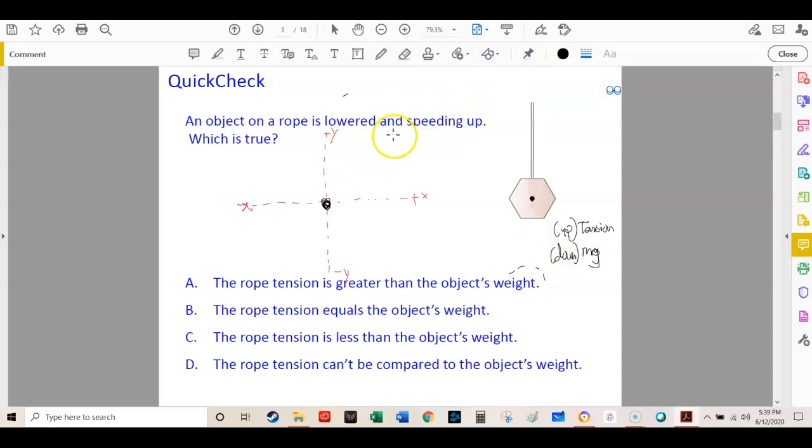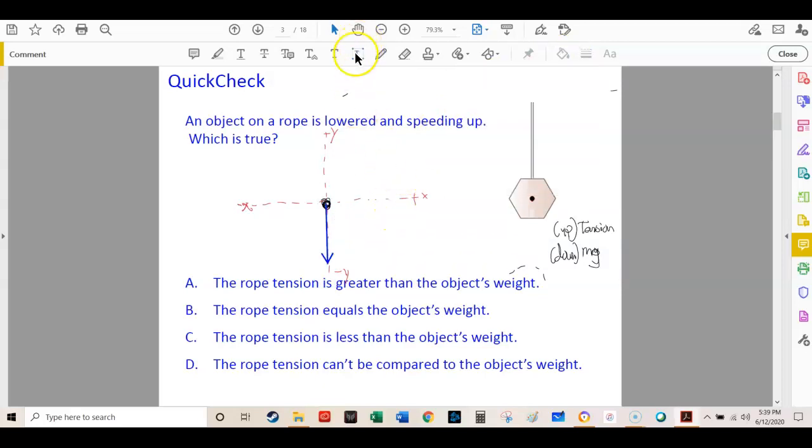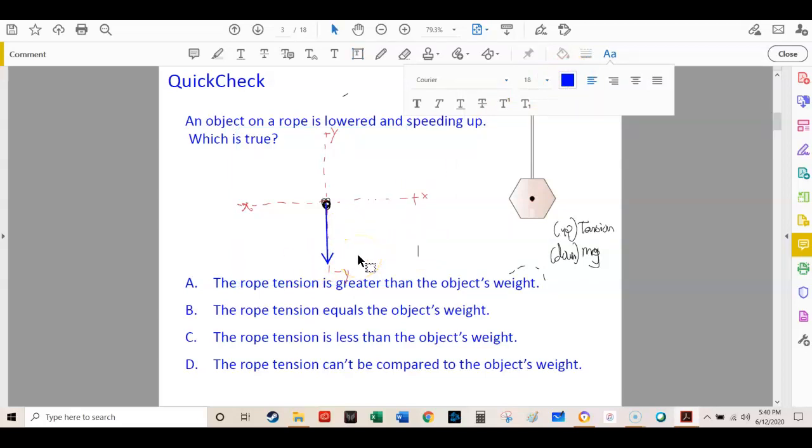I'm going to list out the weight of the rock, and let me use blue for that. I'm going to list it as blue, and that'll be negative mass of the rock times gravity. Okay?